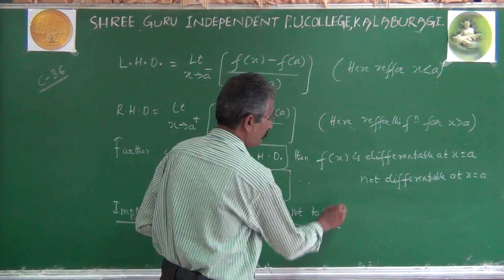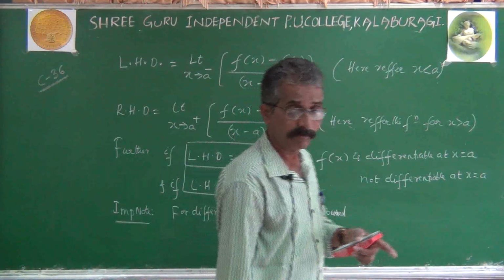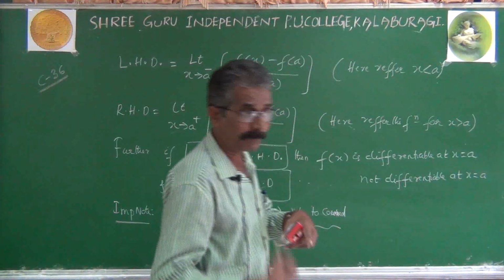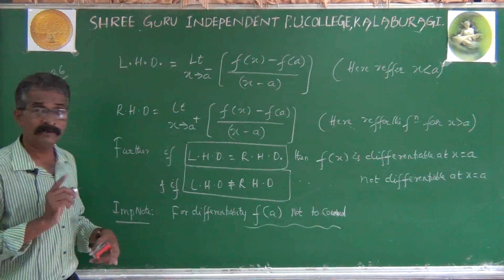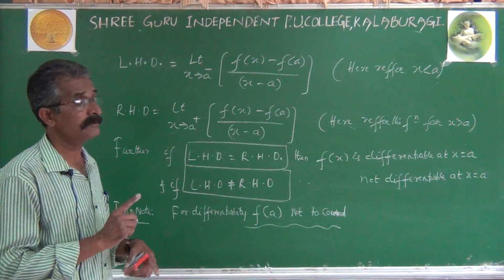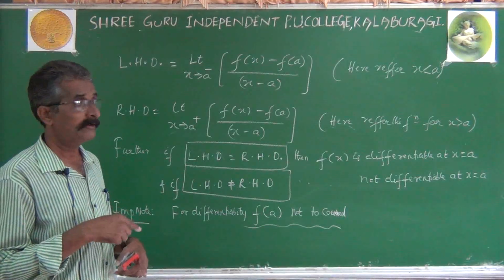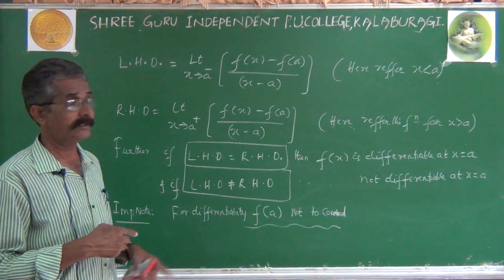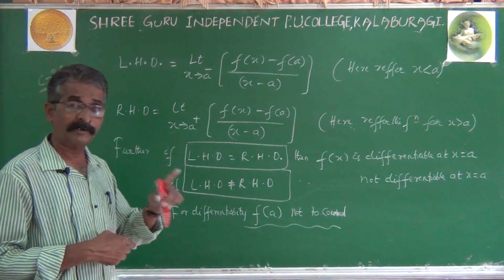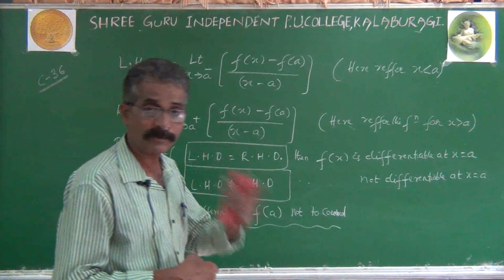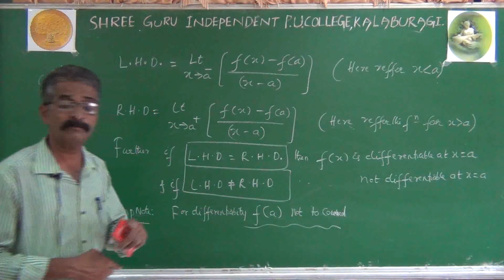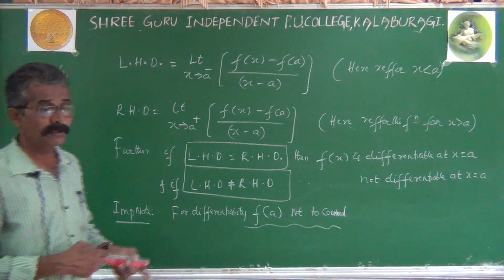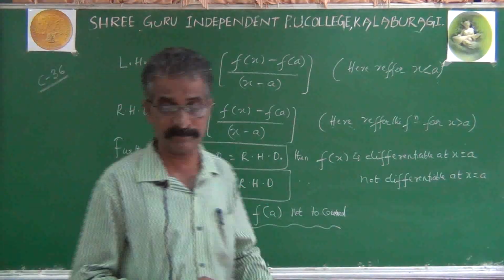So let's have problems on this concept. Before that we have one theorem. The upcoming theorem says that every differentiable function is continuous, but the converse may or may not be true. It means if a function is differentiable, it is 100% continuous. If a function is continuous, it may or may not be differentiable. That we shall see in the next class. Thank you.